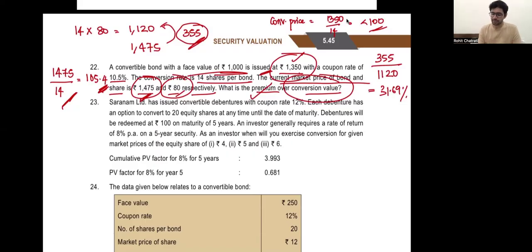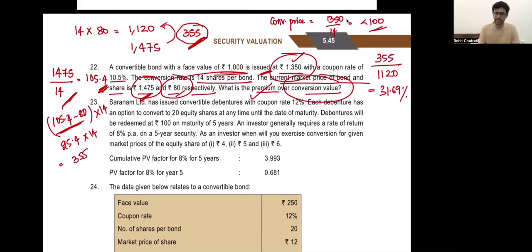Where we calculated the premium as 355, that premium can also be calculated as 105.4 less 80, which is the premium that I'm paying on a per share basis, multiplied by 14. 105.4 is the price that I'm paying on a per share basis, and 80 is the current market price. Therefore, I've paid an excess of 25.4, and the number of shares that I'm getting here is 14. Therefore, this is also going to result in the same 355.